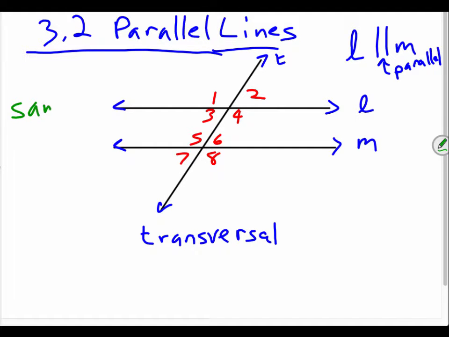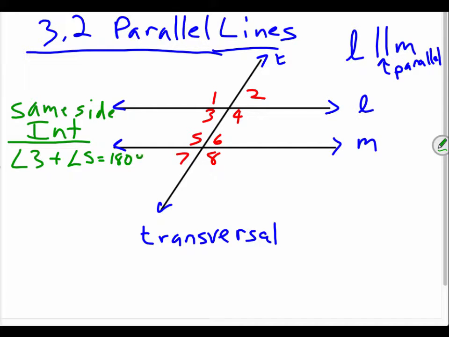So same side interior would be like angle 3 and 5. So if I said angle 3 plus angle 5, those are always going to add up to 180. All right? Always going to add up to 180. If lines L and M are parallel, the same side interiors will always add up to 180.